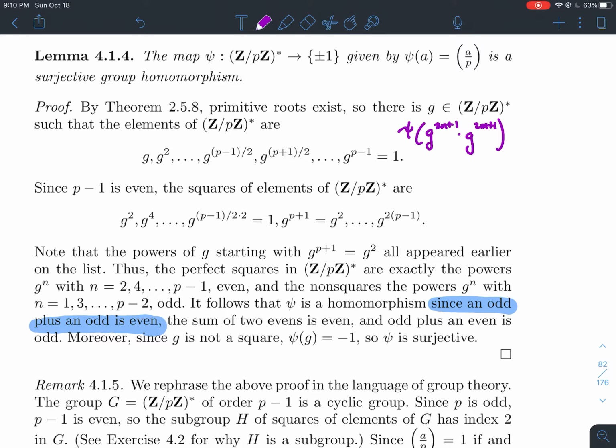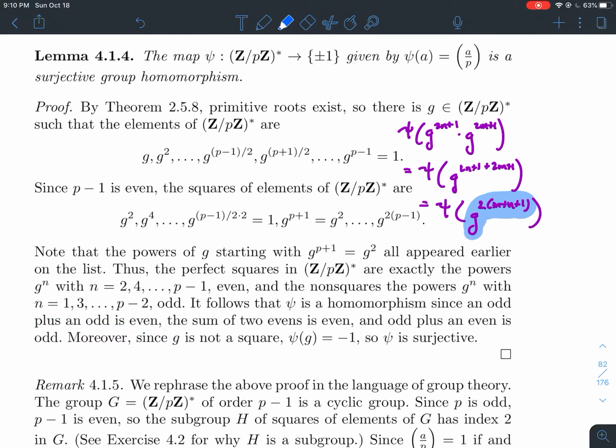So that's an odd times an odd. And so what does this say? An odd plus an odd. Well, if I simplify inside of that, I use exponent rules where I add the exponents. So that's where odd plus an odd is coming into play. 2m plus 1 plus 2n plus 1. And if I simplify some more, I see that that's g to the 2 times m plus n plus 1. So why is that cool? Because this is g to an even power.